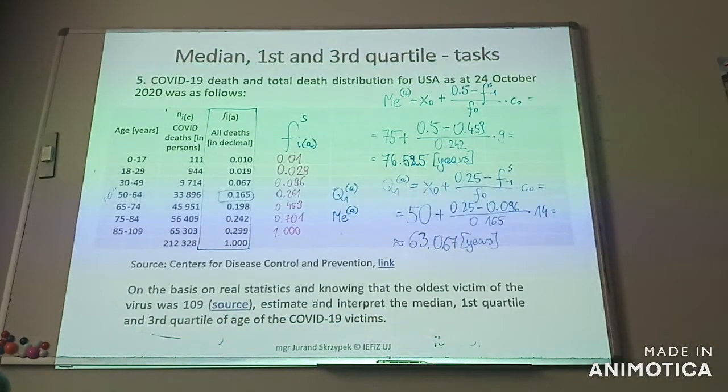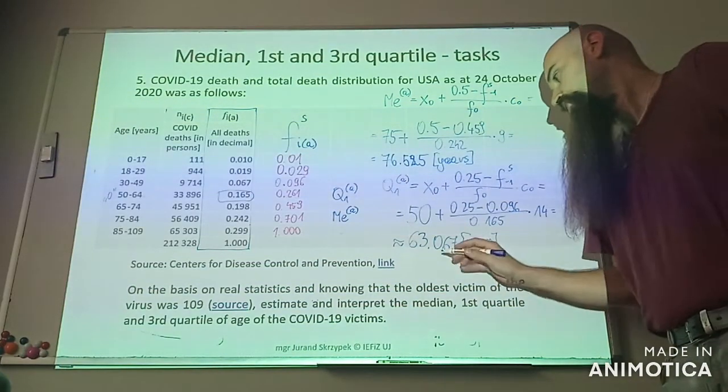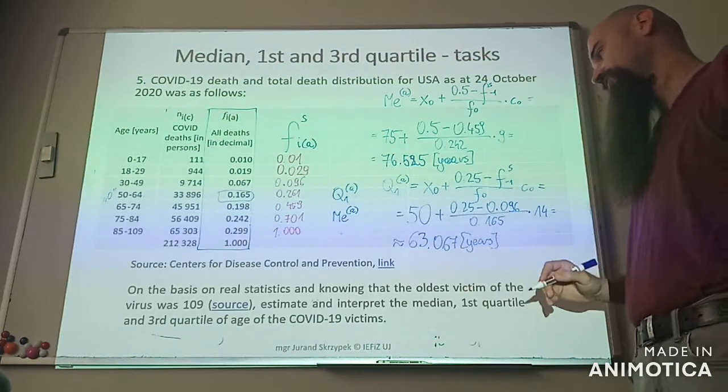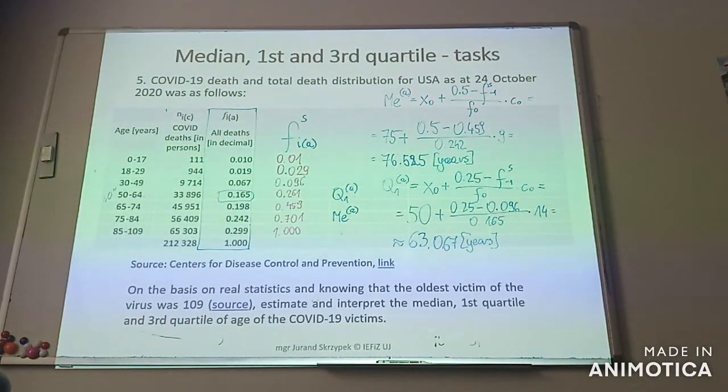So the interpretation is following: 25% of deaths in the US are not older than around 63 years. 25% of the youngest dead people in the US are characterized by the age not greater than around 63 years. This is the appropriate interpretation.